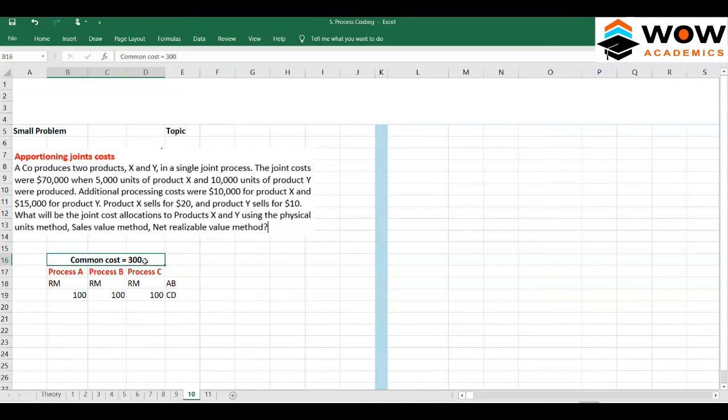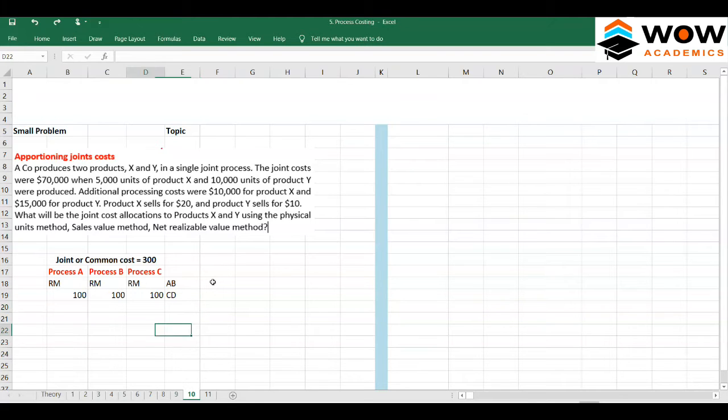Now this common cost can also be called joint cost, common cost or joint cost. So now the question is, how do we value these two products? If there's only a single product like CD, then CD would be considered as 300. But when you get two different types of products, then you have to find out the value of each. So you can find out through many methods. There are three methods which are available.